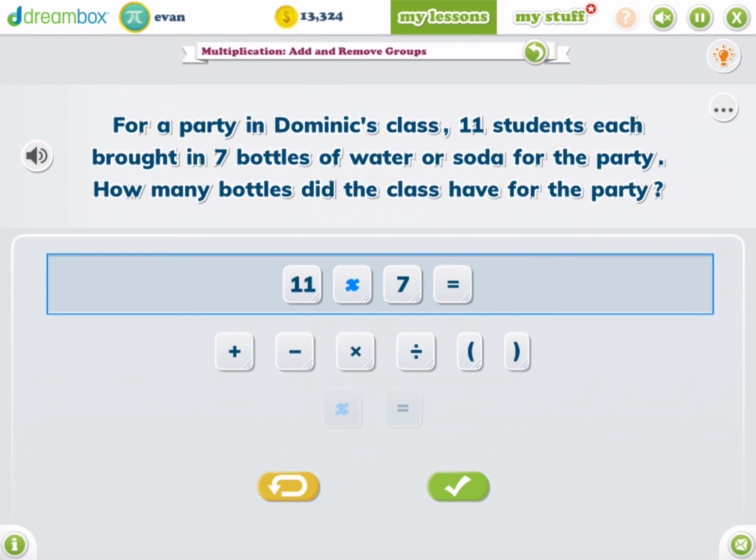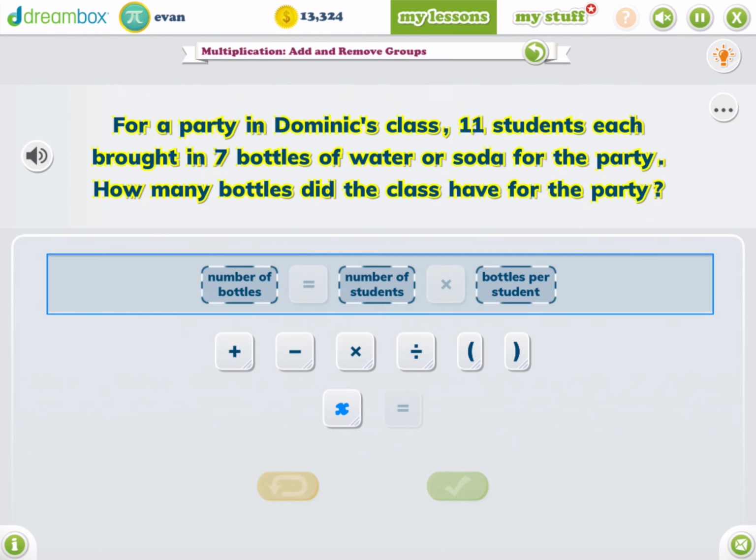Let me help you get started. Look back at the story problem to help answer these questions. What represents the total number of bottles? How many students bring in bottles of water or soda? How many bottles did each student bring? Now drag in the values and the variable to write your equation.